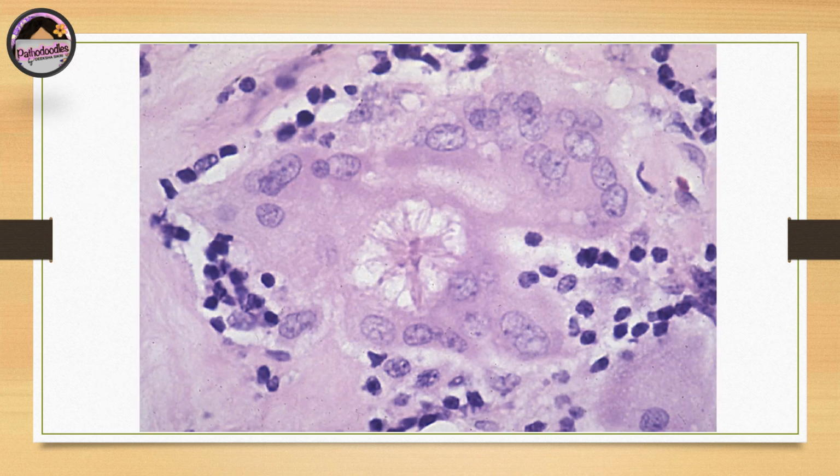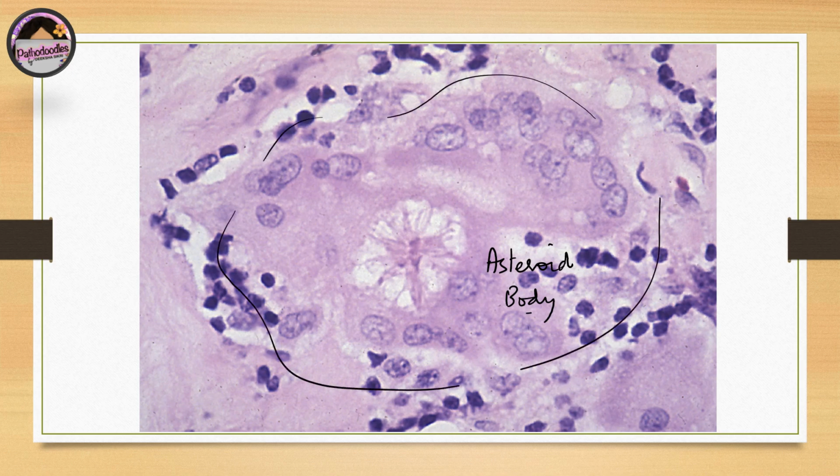Next, this is a classical picture of what we call an asteroid body, which is again a granuloma. You can see a collection here with giant cells. And of course, among other conditions, it's very classically seen in sarcoidosis.